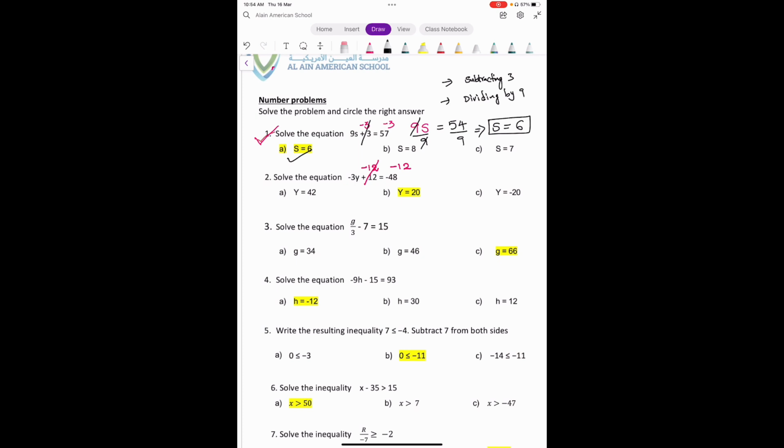So on the left side I have negative 3y equals negative 60. Why? Because negative 48 plus negative 12 will give me negative 60. Now I can cancel off the negative and divide by 3, which will give me 20. So the answer is y equals 20.